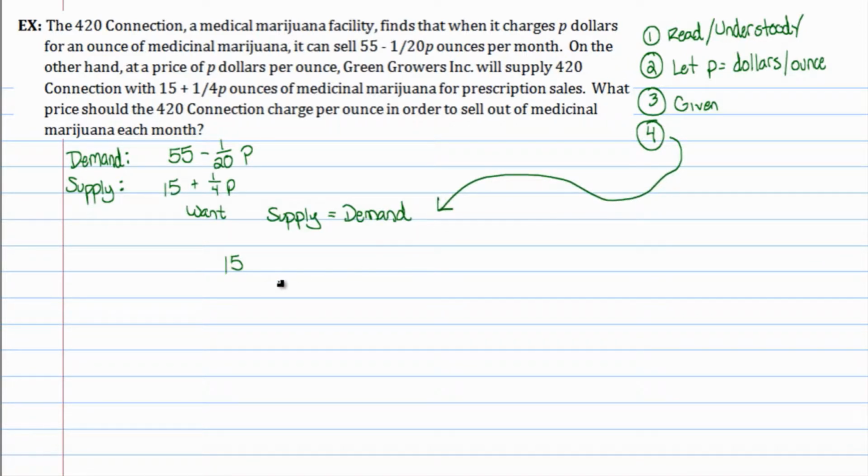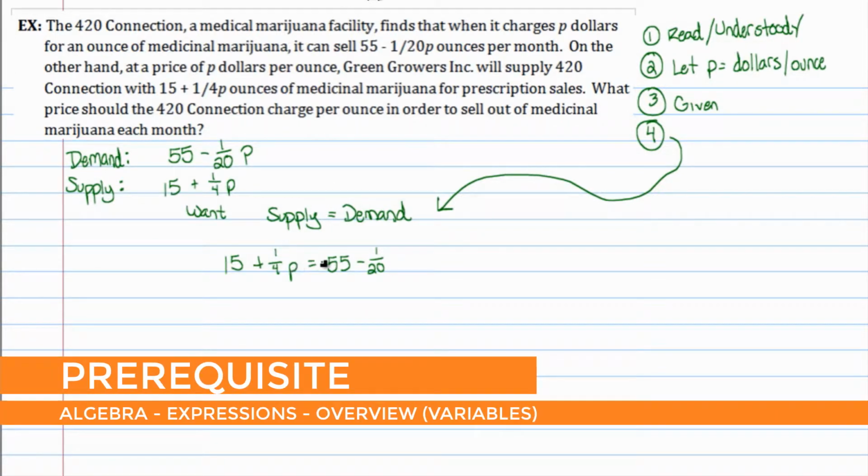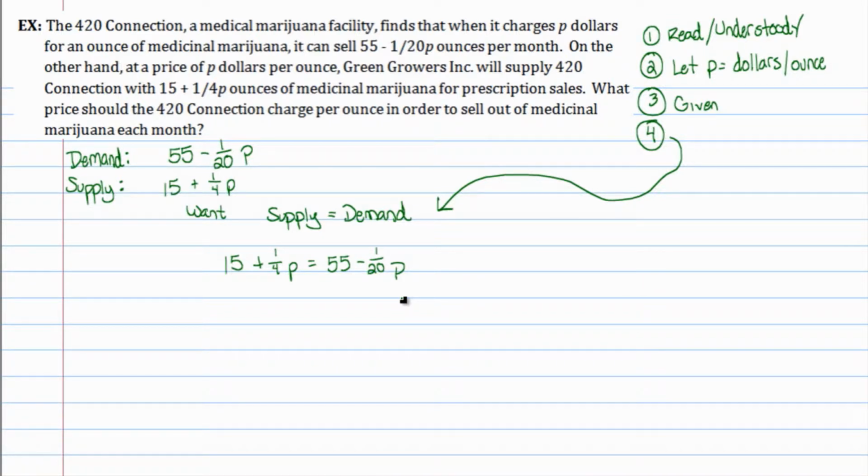So we want supply to equal demand. Supply is 15 plus 1/4 P, and we want that to equal demand, which is 55 minus 1/20th P. And I should make a mention here. In mathematics, maybe I should say in physics and chemistry and biology, the case of your variables is very important. So if they start with a lowercase p, you should keep a lowercase p the entire time. I kind of cheated a little bit, and we tend to forget that, so it's somewhat important.